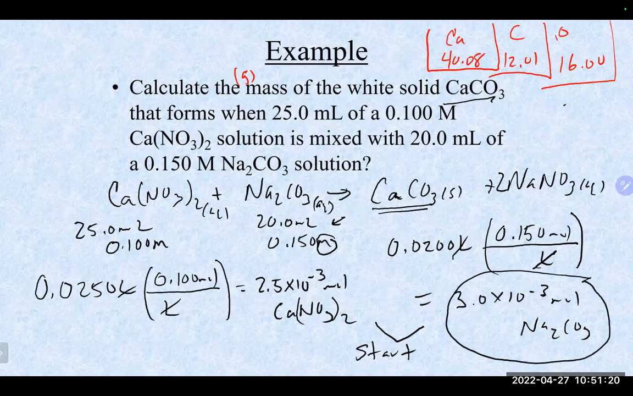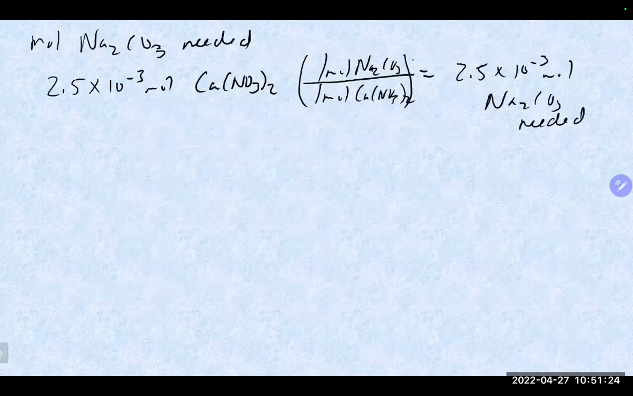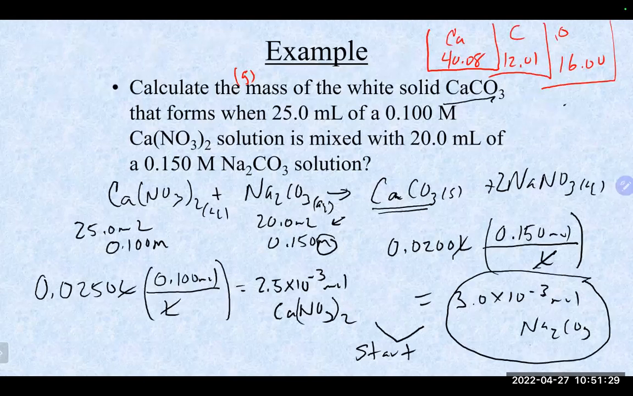Do we have enough for that? We do have enough, right? Just barely, but we do have enough. So that means, again, that this one would be our excess reagent, and this one here would be our limiting reagent. Any questions on that there?